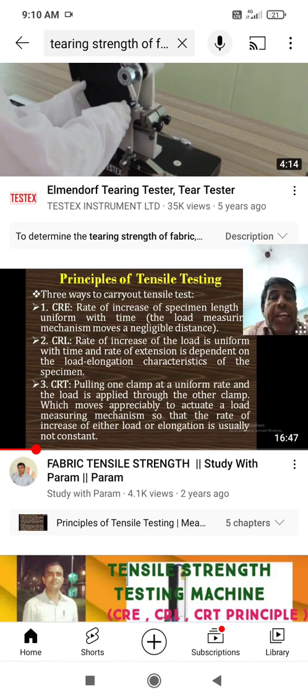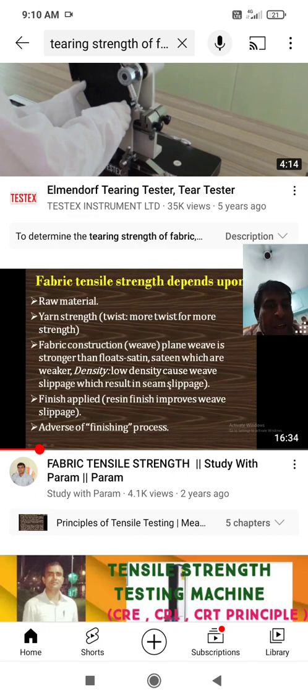So what I want to tell you is, we are not deviating from the subject. So just now we have seen tongue tear tester. This is also known as constant rate of extension tensile testing machine, and I will read about this. Whatever we have seen in the video, I will study about it. Please listen carefully.